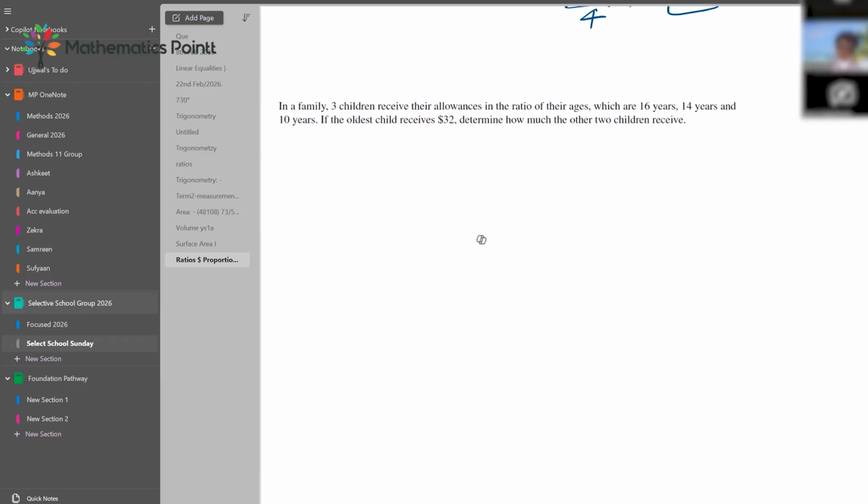All right. So it says determine how much the other two children receive. So I need two answers, right? The first one received 32. How much did the second one and the third child receive? So it is, yes, 28 and $20.